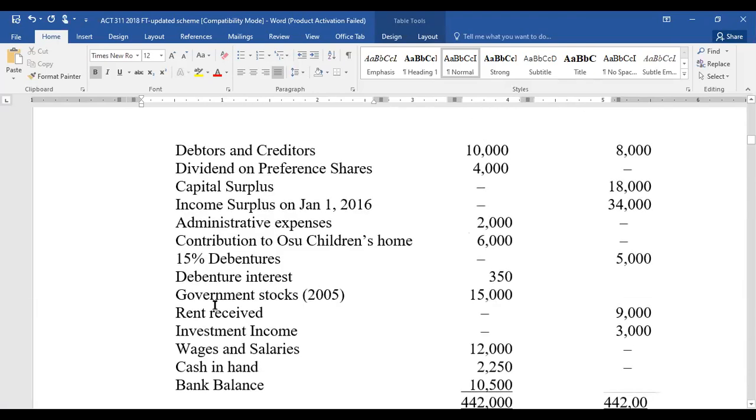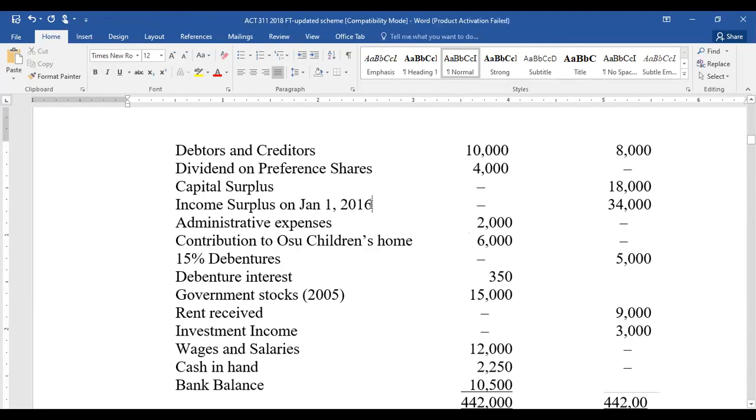The very first information that will appear on your income surplus account is income surplus brought forward, 34,000. So you see it over here. So any surpluses from last year to this year will be stated over there.